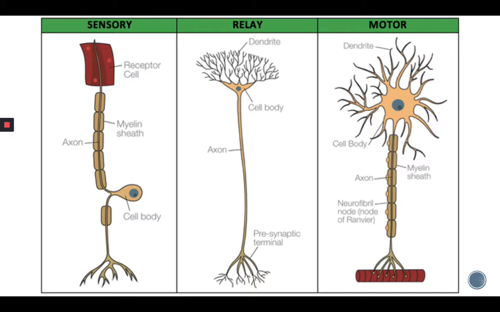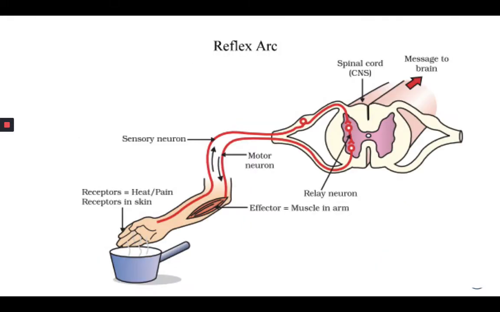This is how the nervous system works in our body. It can be seen in the reflex arc as well. As you see, the person is touching a hot pot, and what happens? The sensory neurons take the stimuli to the spinal cord via the relay neuron or interneuron, and when this message goes to the brain, the stimuli is examined and the response comes back by the motor neurons, and you pull your hand backwards.